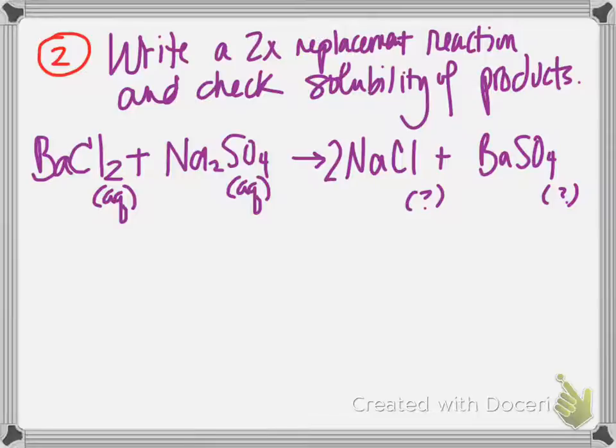So we would get 2 moles of sodium chloride out of this and only 1 mole of barium sulfate. Is sodium chloride soluble in water? Yeah. You've been to the beach, right? You've been to the ocean. So we know that one is soluble. What about the barium sulfate? You can use your rules to look it up.